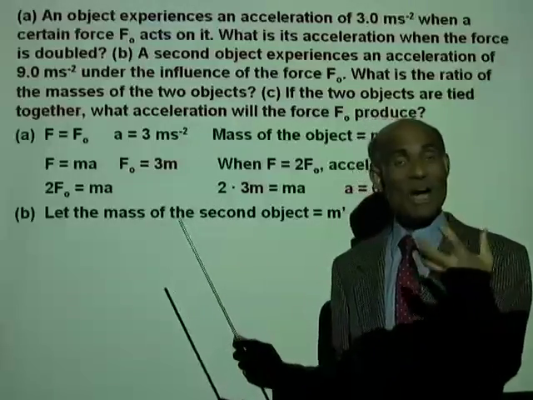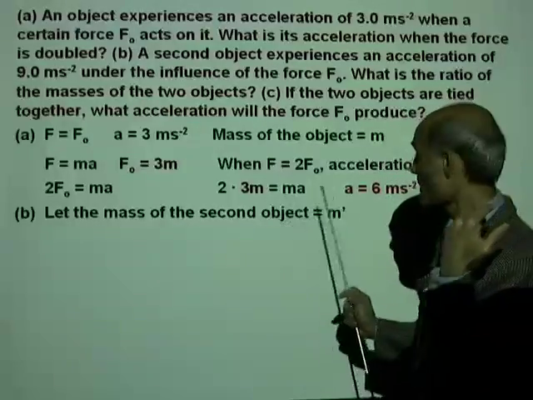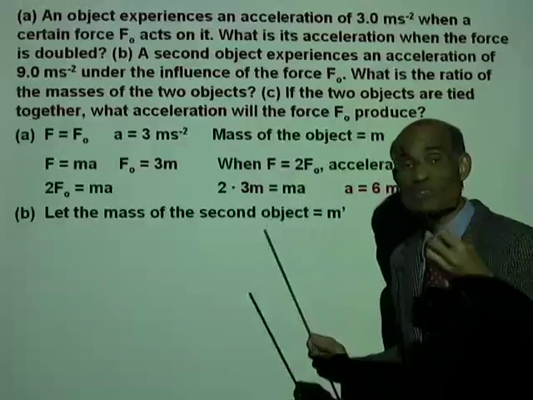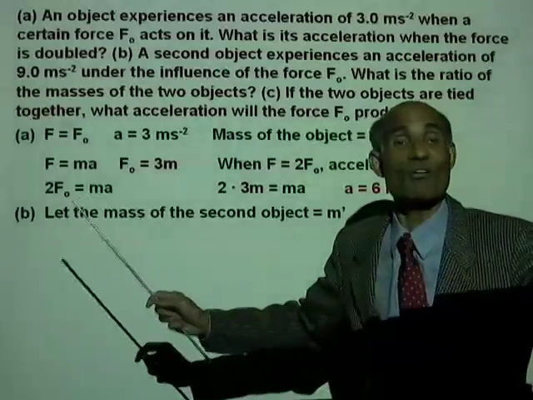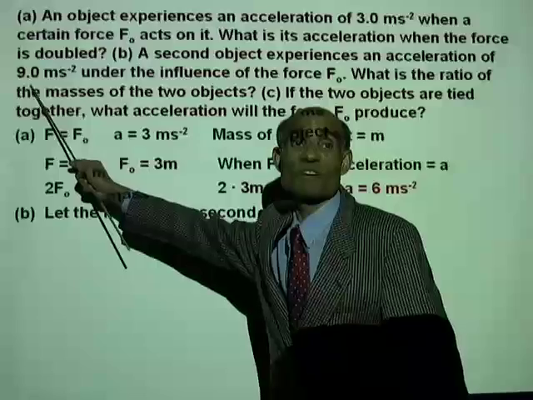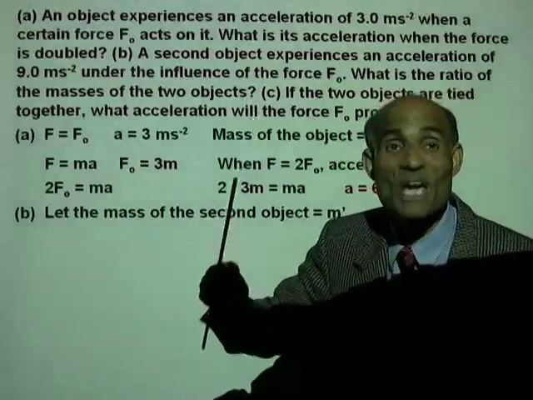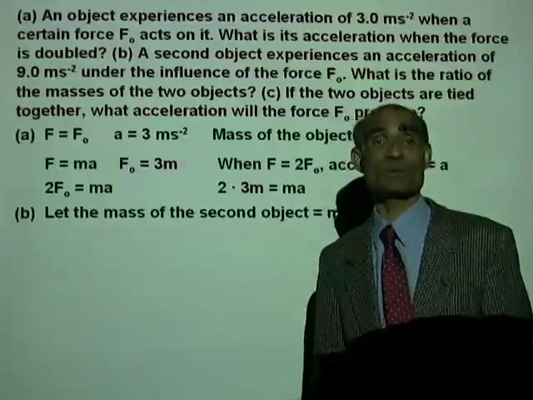Now look at the way I'm arguing it out. This problem can be done simply by thinking. That means m prime is actually 1/3 of m. Only then will it have an acceleration of 9 meters per second squared when the same force is applied on it.